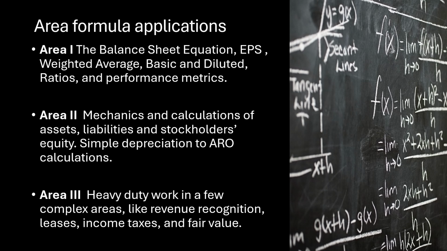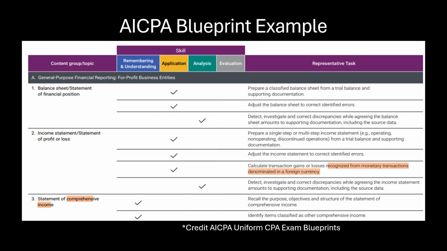Income taxes and fair value are no cakewalks, and we'll go into how we use the formula method and the repetition method for those heavy-duty areas in 3. This is the AICPA blueprint. And if you notice, it has things like prepare a balance sheet, prepare an income statement.